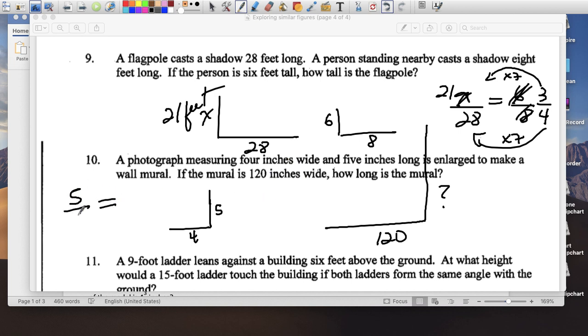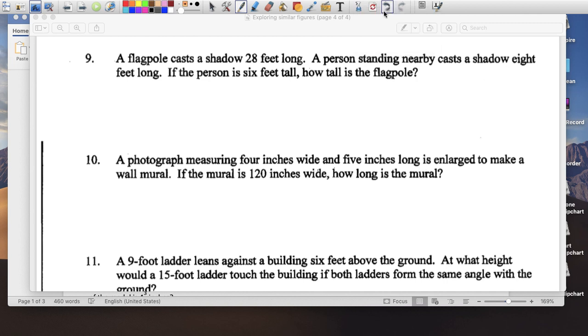So it's 5 to 4. And that's going to be my x. 5 corresponds to x, the height of the mural. And 4 corresponds to 120 over here, the width. So it's times 30, times 30. So that means this is going to be 150. It's going to be 150 inches high.